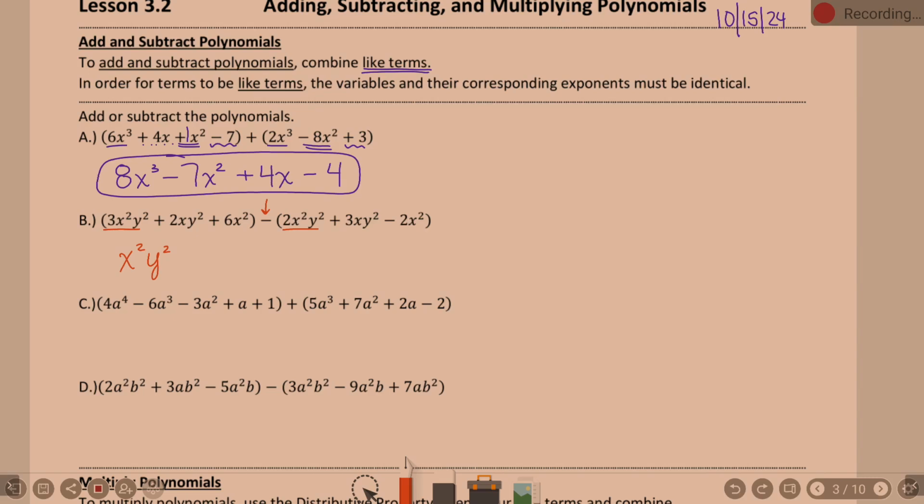Okay, what else goes together? X, Y squared. Okay, an xy squared term goes with an xy squared term. And what are we doing here? 2 minus 3. 2 minus 3 is negative 1, so I'm going to write this as minus xy squared.